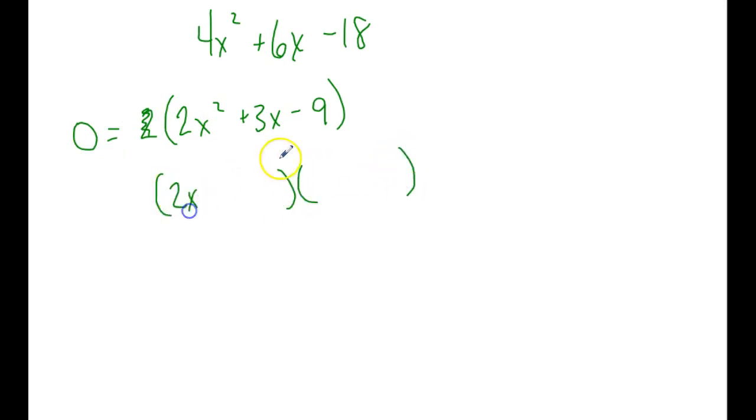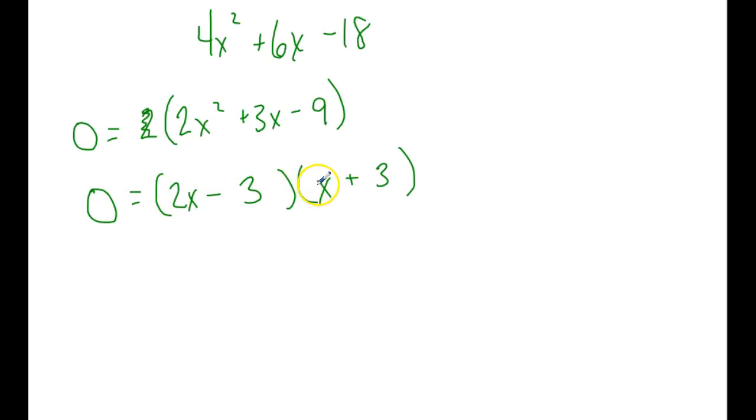So I know that one of my first terms will be 2x and the other will be x. So I know that all of the ways I can make a negative 9 are a positive 1 and negative 9, or a negative 1 and positive 9, or a negative 3 and positive 3. So I'm going to go ahead and try the 3's. Okay? And I know one has to be positive and one has to be negative. So let's just see if this works out.